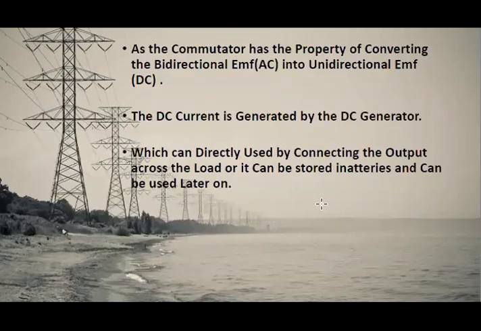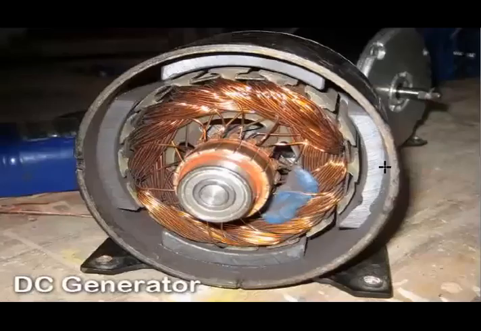So, the commutator has the property of converting the bidirectional EMF, that is AC, into unidirectional EMF. That means it converts the AC into DC. The DC current generated by the DC generator can be used directly by connecting the output across the load, or it can be stored in batteries and used later on. So this is about the working of a DC generator. And coming to the DC generator diagram, this is the DC generator cross-section diagram. These are the windings.